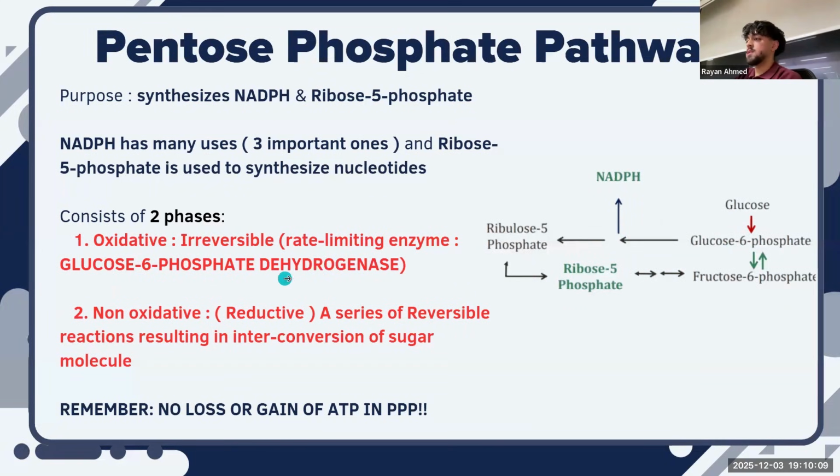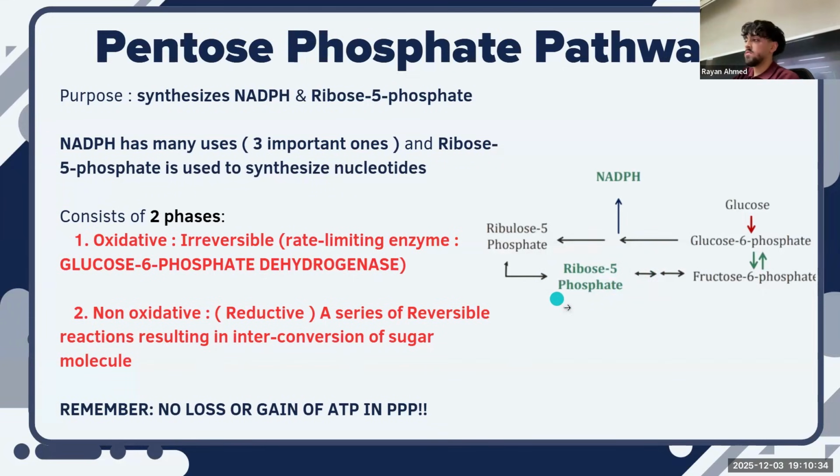Glucose 6-phosphate dehydrogenase, G6PD, is the rate-limiting enzyme of the oxidative phase in the pentose phosphate pathway. Very important. The second phase is the non-oxidative phase, which is the reductive phase. It is a series of reversible reactions resulting in interconversion of sugars. As you can see, there are arrows in both directions. That indicates that it's a reversible reaction.